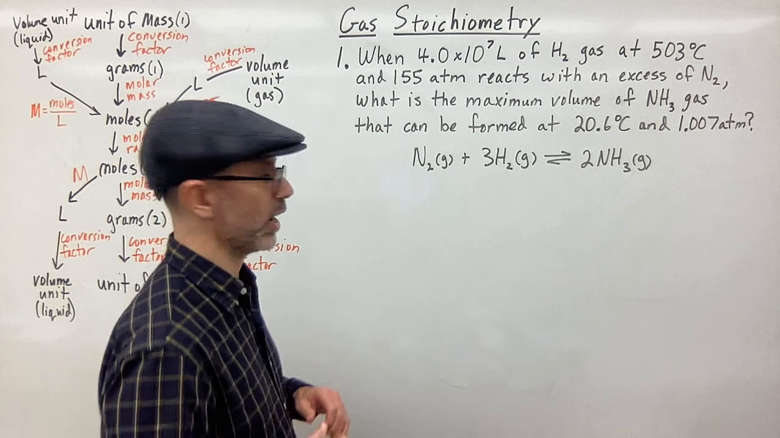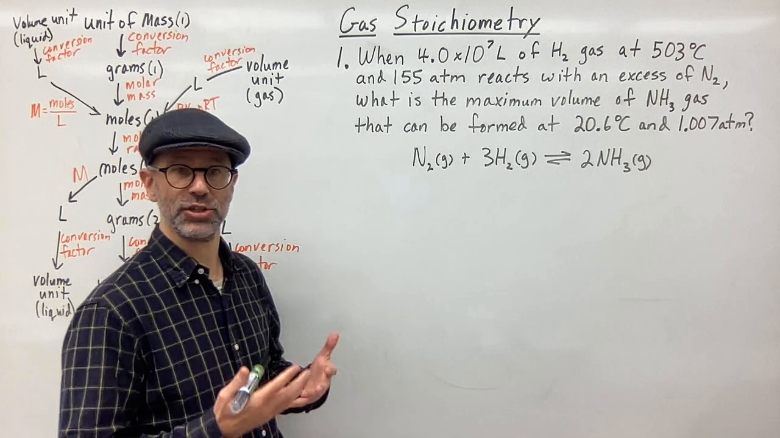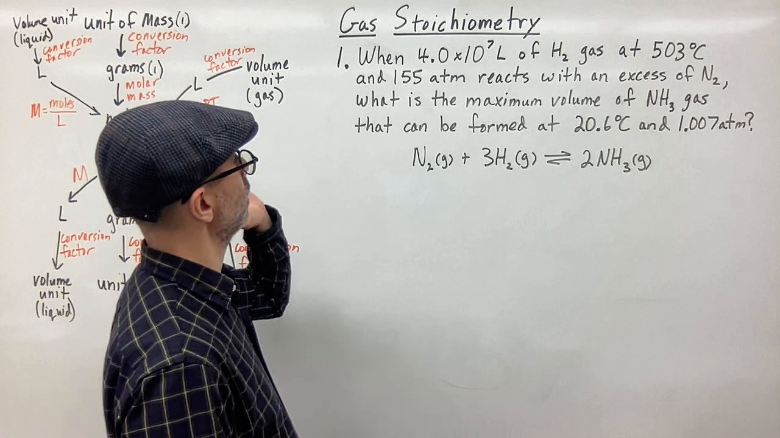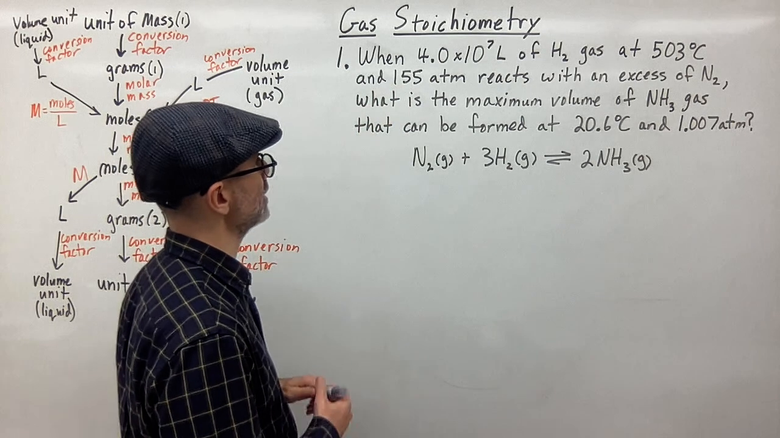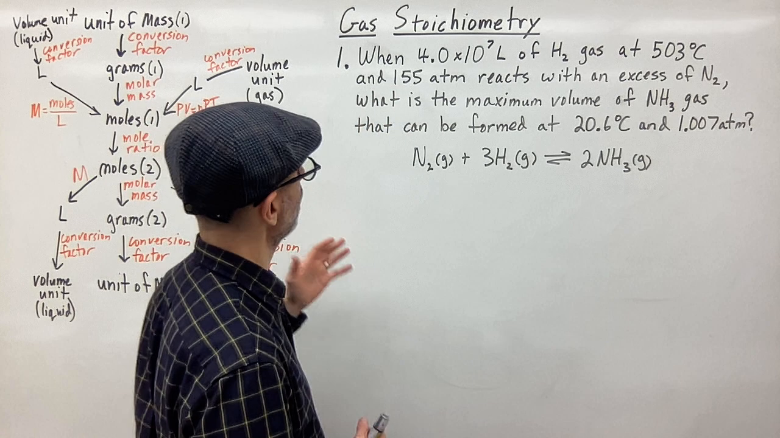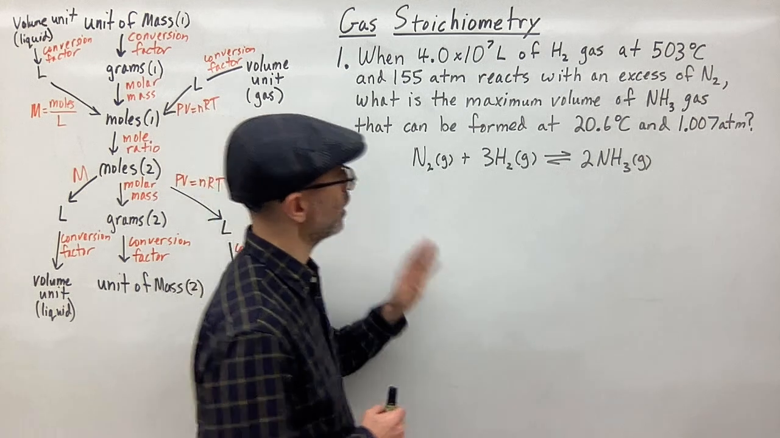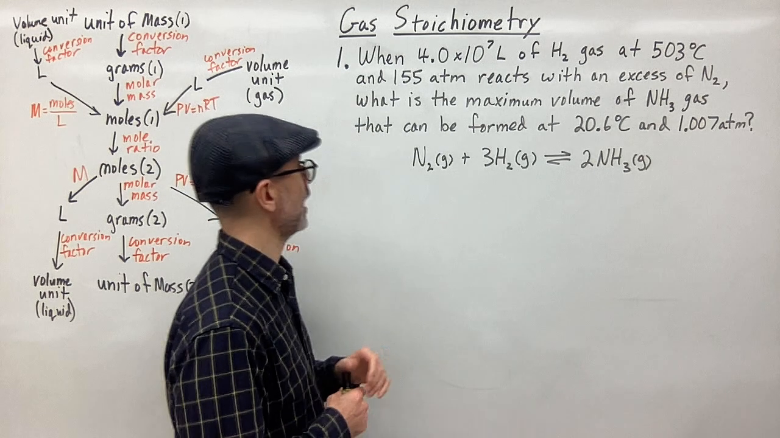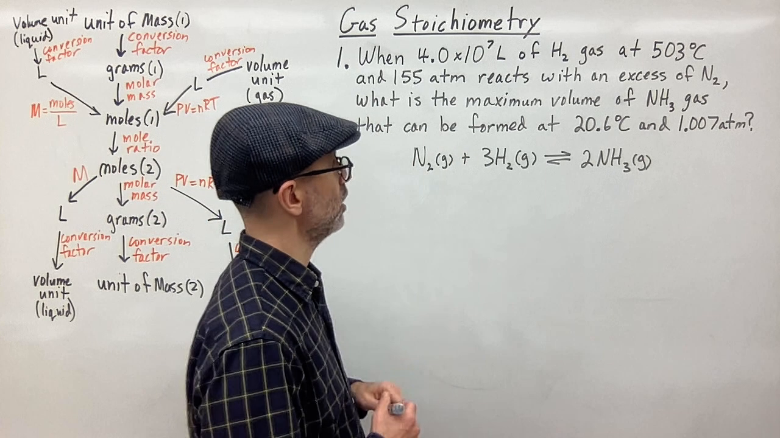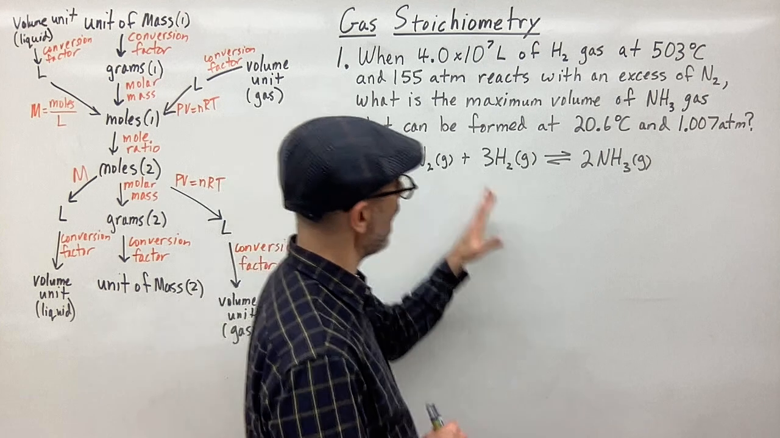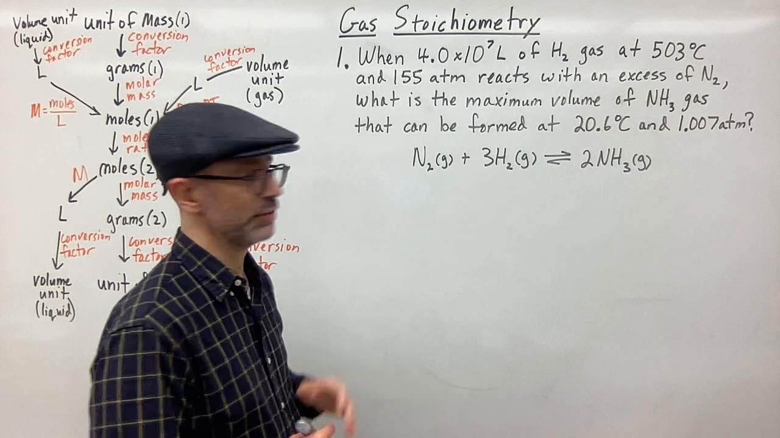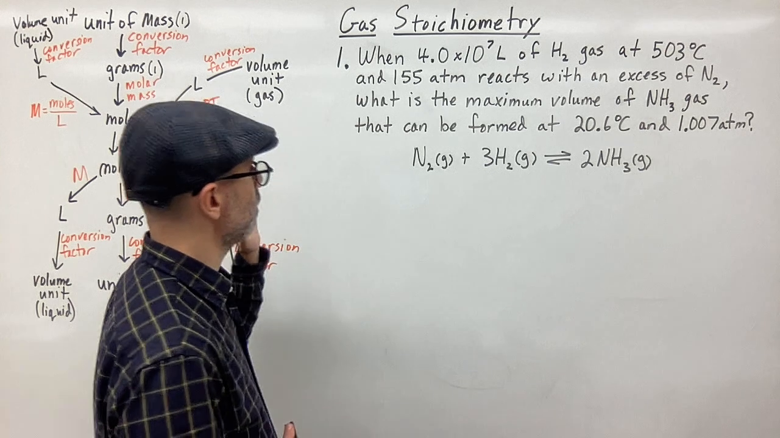So let's do the first way, where you're going to use the ideal gas law equation to find moles or find liters. Okay, so we're given: when 4.0 times 10 to the 7 liters of hydrogen gas at 503 degrees Celsius and 155 atmospheres reacts with an excess of nitrogen gas, what is the maximum volume of the NH3, or ammonia gas, that can be formed at 20.6 degrees Celsius and 1.007 atmospheres? Okay, so let's begin.